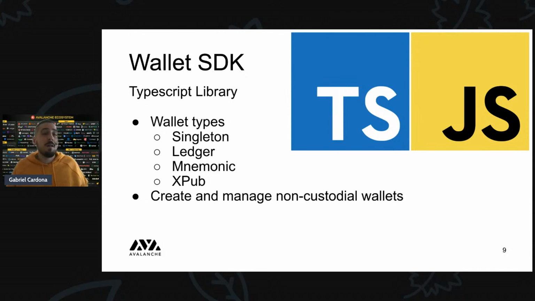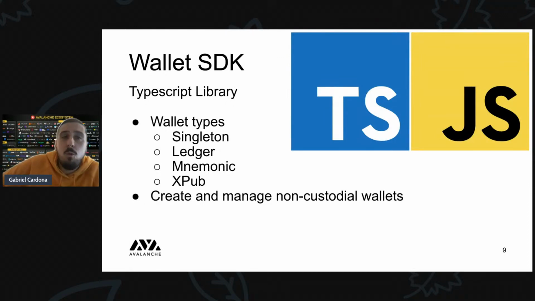We also have a wallet SDK. So the Avalanche Wallet SDK is a library for creating and managing non-custodial wallets on the Avalanche network. And it provides high-level methods to transact on Avalanche's X, P, and C-Chain.